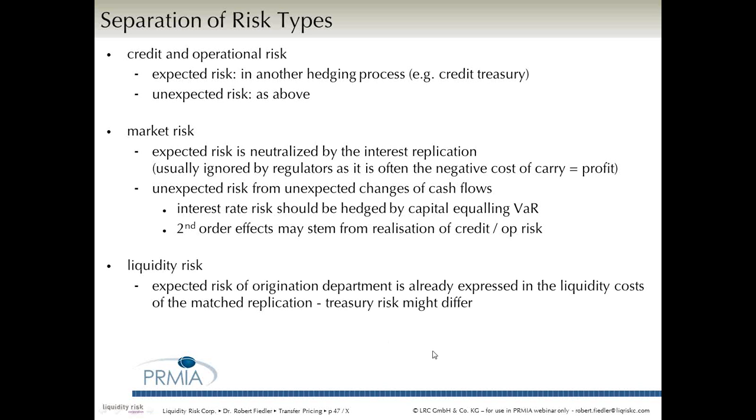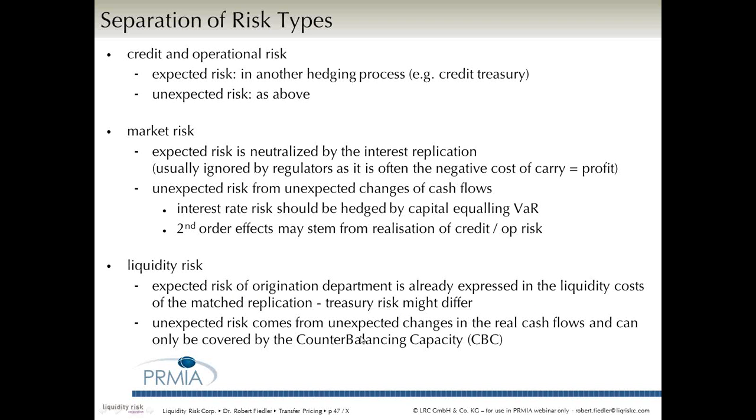Liquidity risk. Then we have the expected risk, which is already expressed in the liquidity costs of the transaction, the replication. The Treasury view might differ from that because it has possibly not hedged, and the unexpected risk comes from unexpected changes in the real cash flows and can only be covered by the counterbalancing capacity. So this is this point.